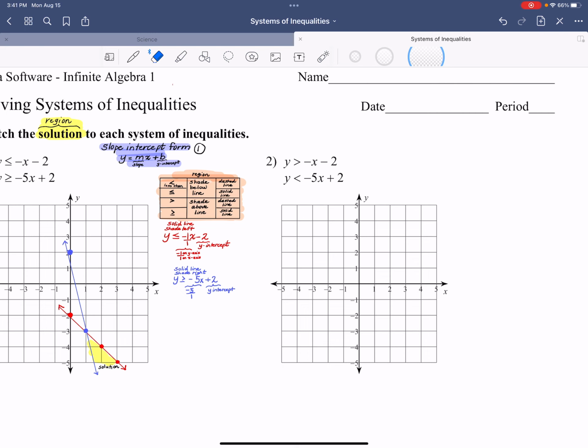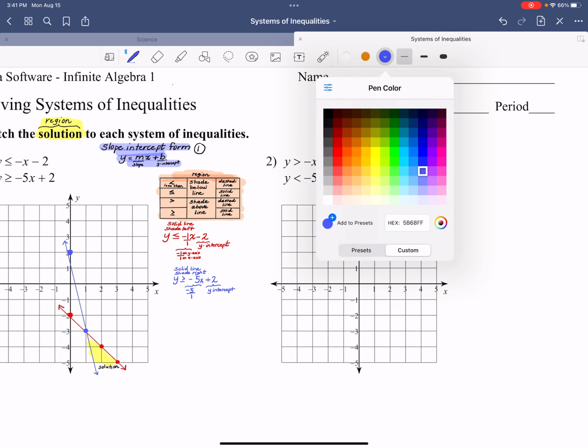On problem number 2, we want to review the 3 important things. We're looking for a region. We need slope-intercept form, and the table helps us know what kind of lines to draw. So, let's go ahead and tackle the first one.